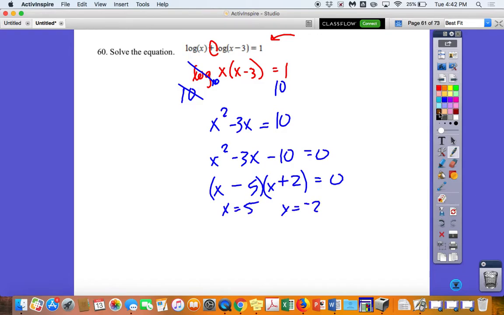Well, if you remember what I told you, if it starts as a logarithmic equation like this, most likely the negative answer is not going to work, but plug it in and just see. If you put the 5 up here, it's log of 5, and you put 5 there, it's log of 2.